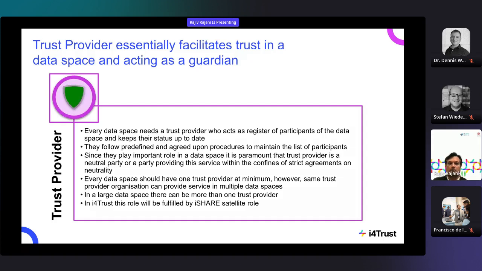So I already explained these roles, a brief recap of some of the highlighted roles. The trust provider is basically the one which facilitates trust in a data space, and many times it is also the organization which is the responsible governing body of a data space. It maintains the level of trust in the data space by following the rules defined for a data space, which all participants are expected to follow. They enforce those rules on the participants by various means like auditing or regularly updating participants' information in the database and other things, right?